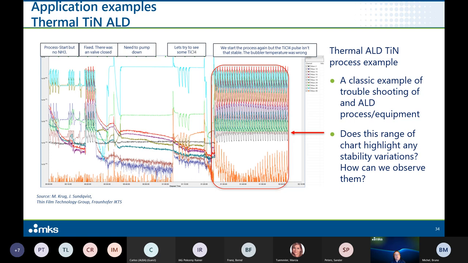Another example, and this is now a classic example of process troubleshooting. You see here a titanium nitride atomic layer deposition process, a thermal process. And you see here at the beginning some variations, and even if you're not an expert in this process, you see there are some instabilities here, and we had some issues with gas flows and temperature changes on the material delivery system. And finally here we got obviously some good stability on the process, and it looks like this process is stable. However, we have in this process some deviations. The question is, how can you observe that? How can you see that? And that comes now to a point where I want to show you a little bit about what we mean with data framing.